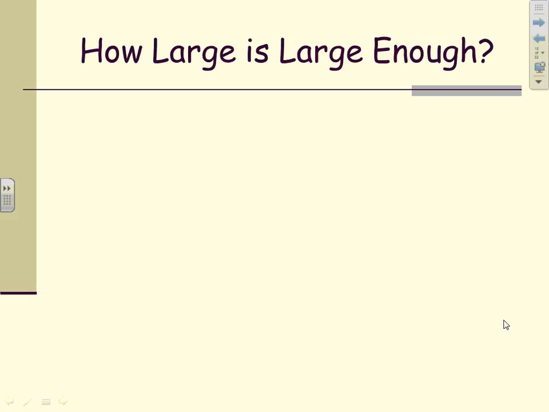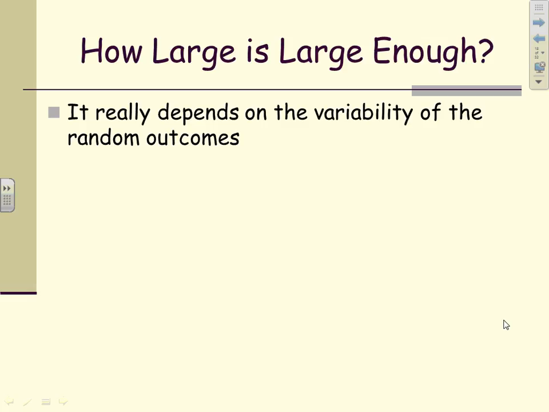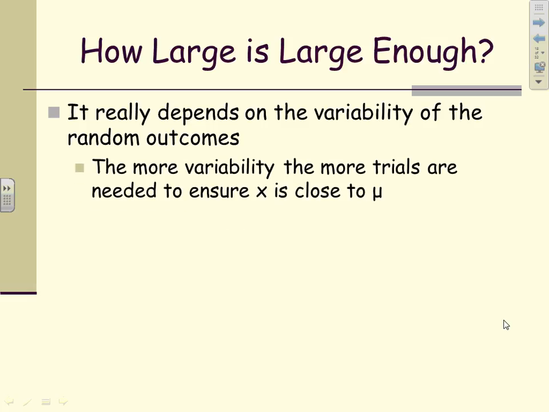So that begs the question then, how large is large enough? Okay, if you're talking about, well, 20 rolls of the roulette wheel, is that enough? 50 rolls, 100 rolls? Well, it really depends on the variability of the random outcomes there. The more variability, the more trials are needed to ensure that X̄ is close to μ. In the roulette wheel example, well, getting a black is just as likely as getting a red. So you don't need as many samples there to get the means close to the true mean mu. But if it's an example more like Benford's law, there's a lot more variability there, so you're going to need to have more samples.